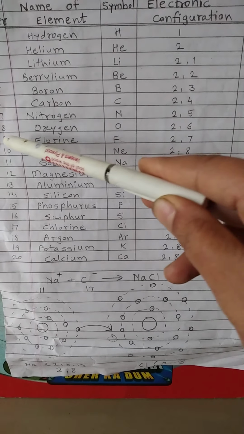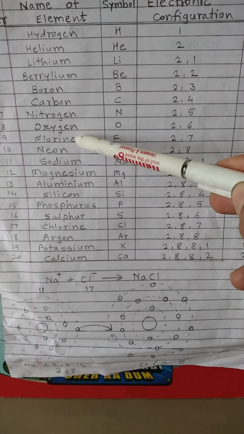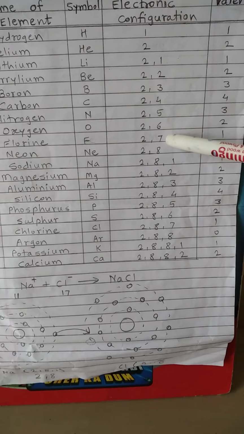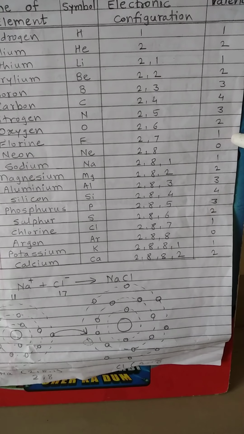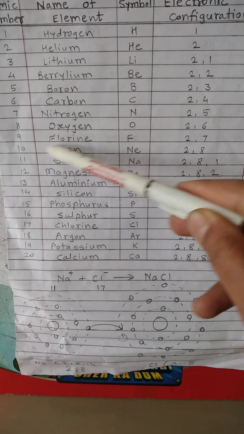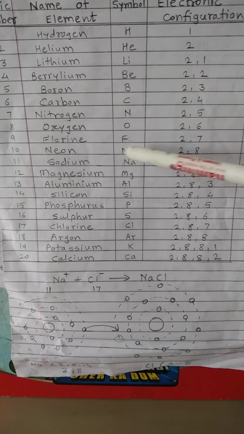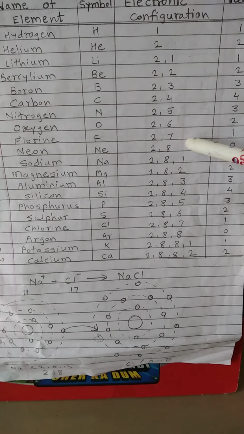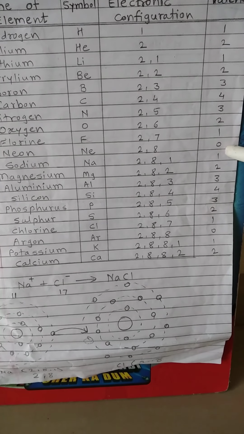Then atomic number is 9, name of element fluorine, symbol is F, electronic configuration 2 7 and valency is 1. Atomic number 10, name of element neon, symbol is Ne, electronic configuration 2 8 and valency is 0.